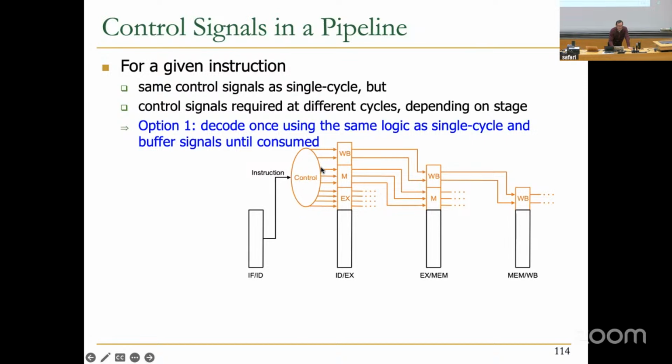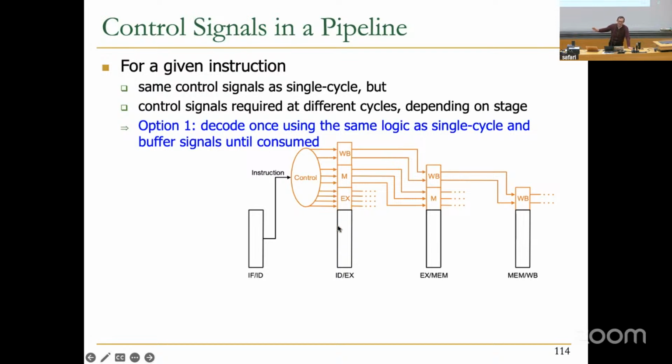These control signals can be generated for all of the downstream stages. These are the control signals that I'm going to need in the execute stage. These are the control signals that I'm going to need in the memory stage. And these are the control signals that I'm going to need in the write-back stage. So I generate all of those control signals as much as possible, of course.